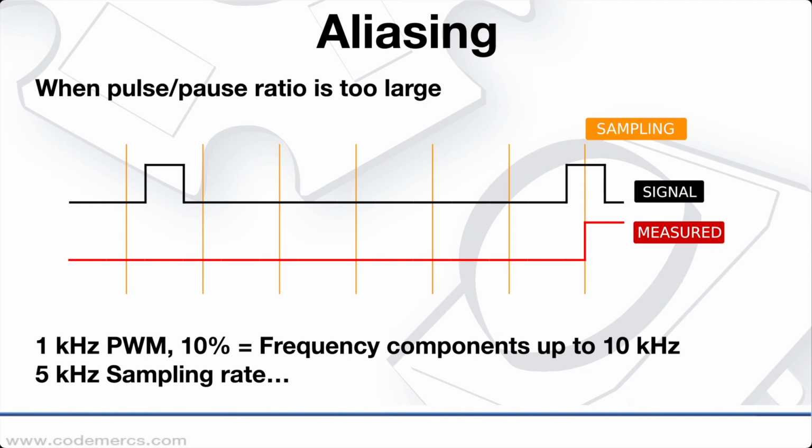Aliasing can also happen when the pulse-pause ratio of a pulse width modulation dimming gets too large. This example here shows what happens if you have a 1 kHz pulse width modulation at 10%. This already has frequency components of 10 kHz, which can be easily missed if you have one of the test equipments with really low sampling rate.